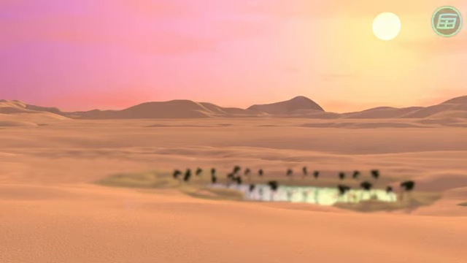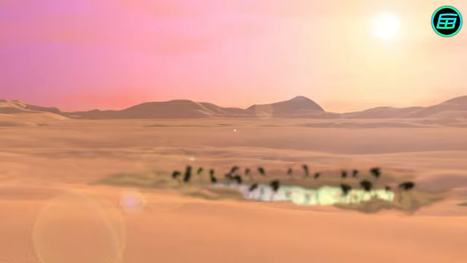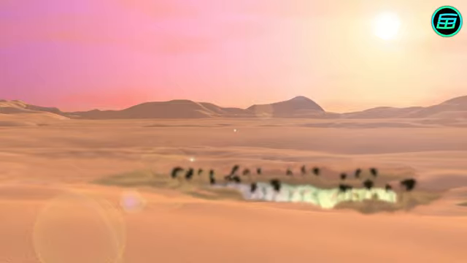A mirage is a naturally occurring optical phenomenon. The main effect at work in the formation of a mirage is the bending of light, refraction, in layers of air at different temperatures. To understand how mirages occur, we need to be aware of some basic principles of optics.